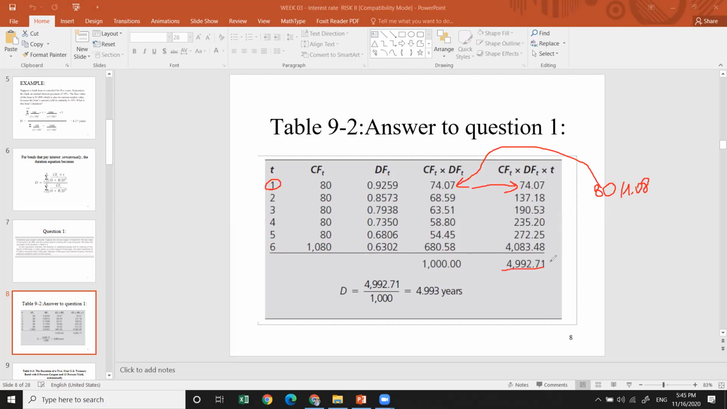And then what do you do here? You just sum up the left and right columns, and then divide the right column by the left column. That gives you the duration. This is how the duration is calculated. It's pretty easy using the Excel spreadsheet.